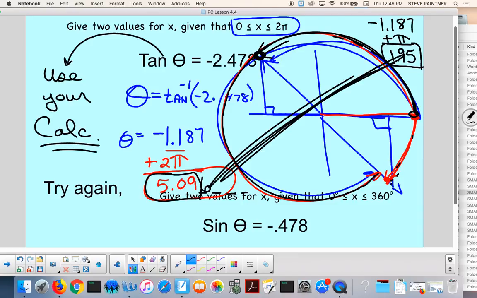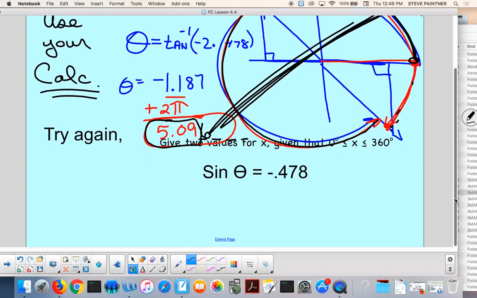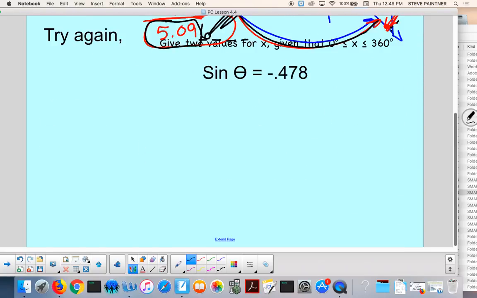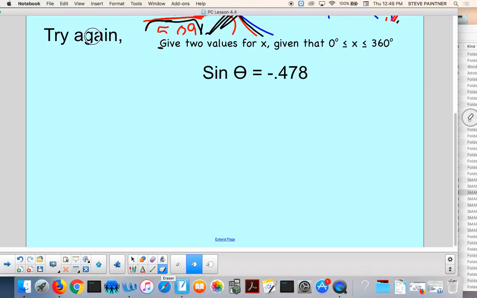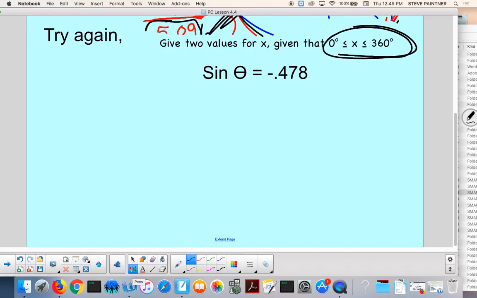One more, and then we're done. See if you can do it by yourself without any help here. Okay. What is sine of theta equal to negative 0.478? And there are 2 answers. I don't think you saw this, but it says give me the answers this time in degrees. Now go ahead and shift your calculator over to degrees.